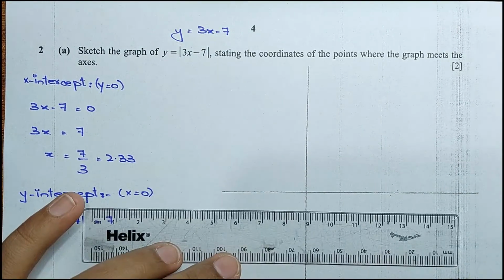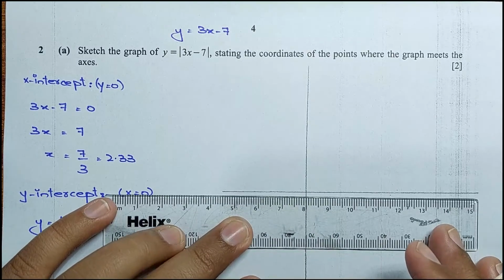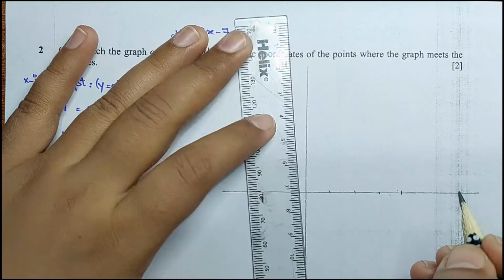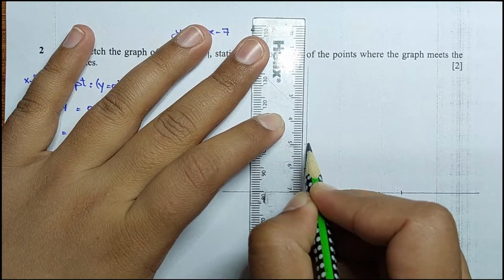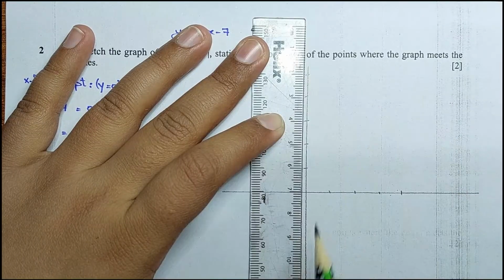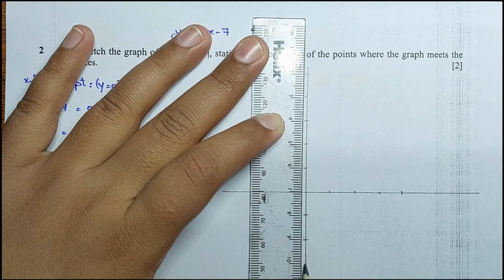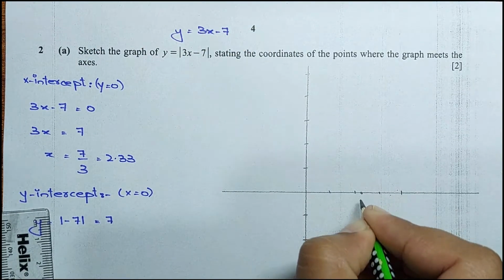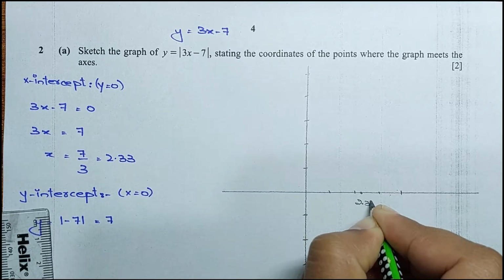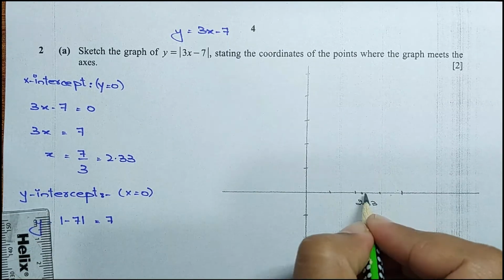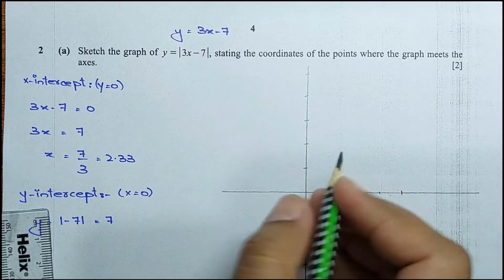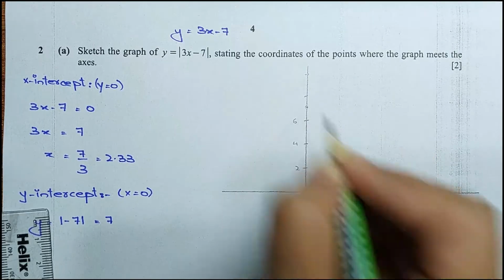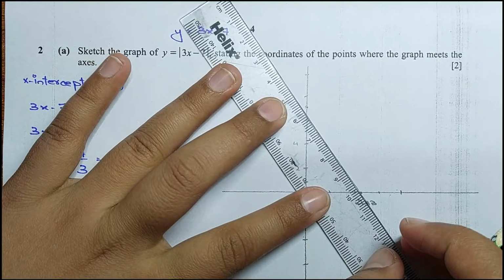Let's mark the axes. We have 1, 2, 3, 4 and here 1, 2, 3, 4, 5. We have 2 point something, let's say this is 2.33, which is 7 over 3, the x-intercept. The y-intercept would equal 7, if we have 2, 4, 6, then that should be 7. These are the 2 points.